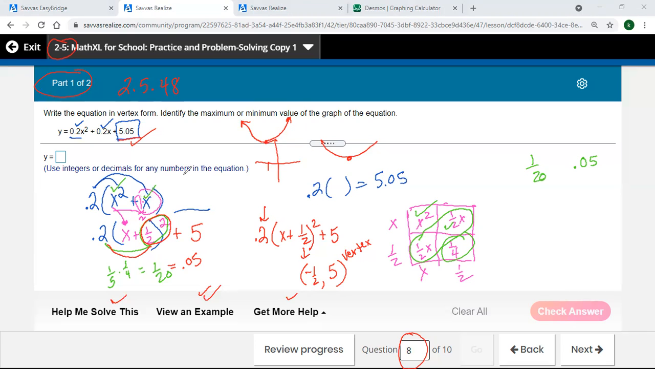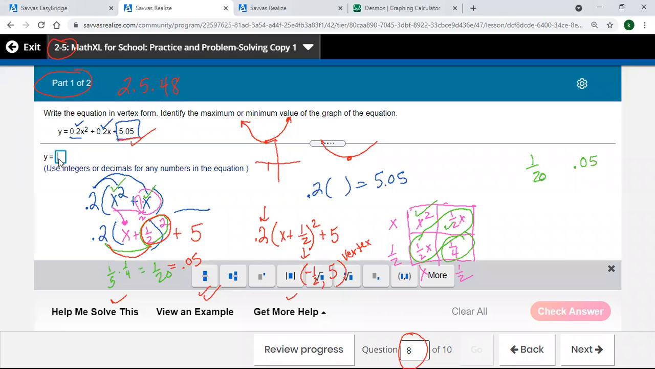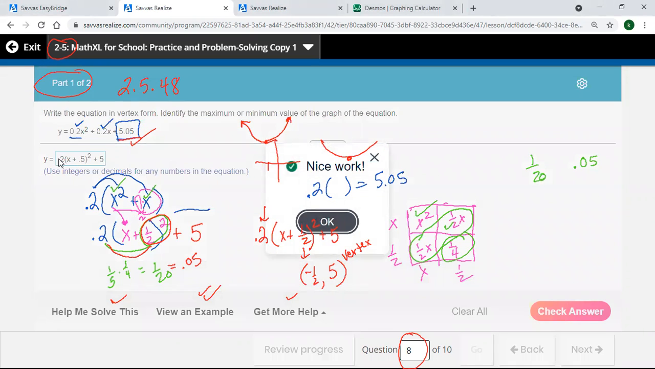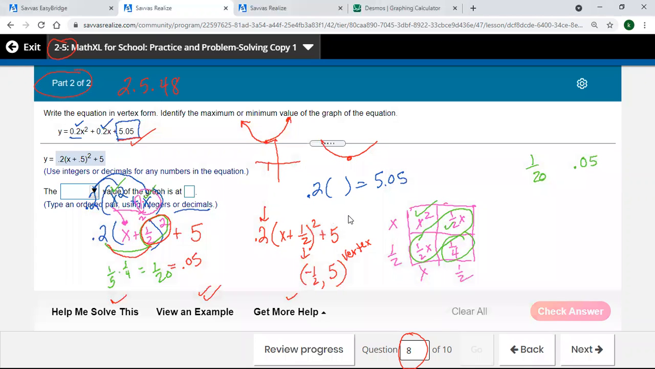Anyway, let's put this in and see how we do here. It says, write the equation in the vertex form right now. So we've got the 0.2, the x plus 1/2, or 0.5. Use integers or decimals. So this is not an integer, so we better use the decimal. 0.5, shift 6 for the caret to get the exponent squared, arrow to the right, plus my 5. Let's see how we did. Whew, that is some gnarly stuff.